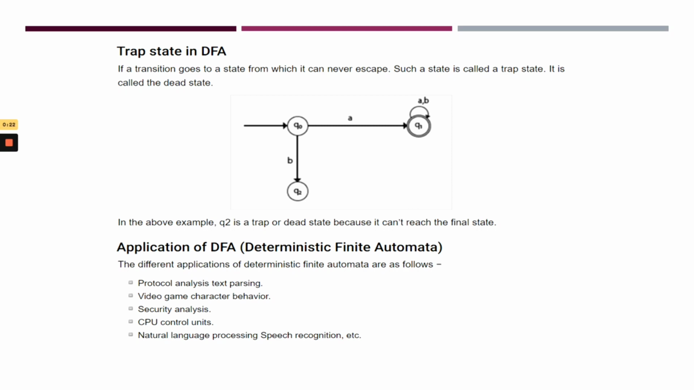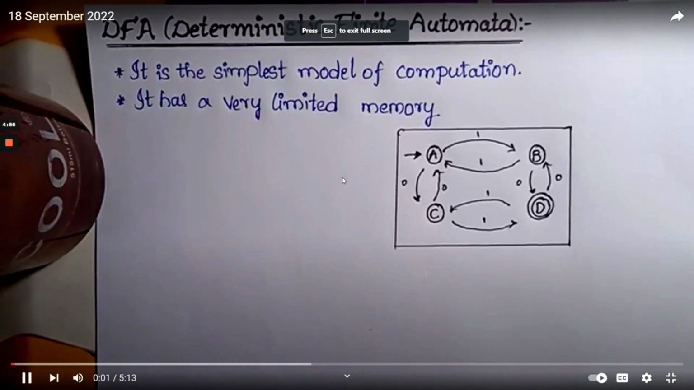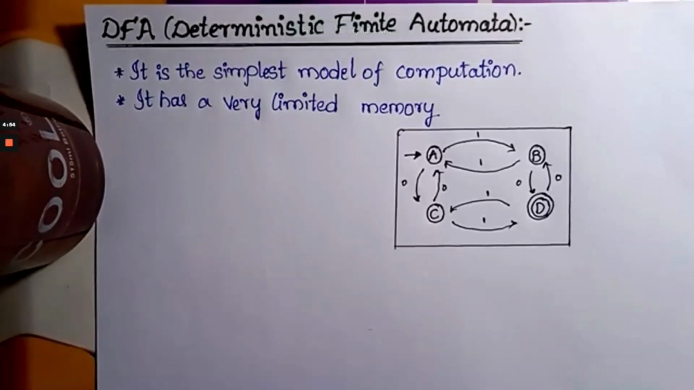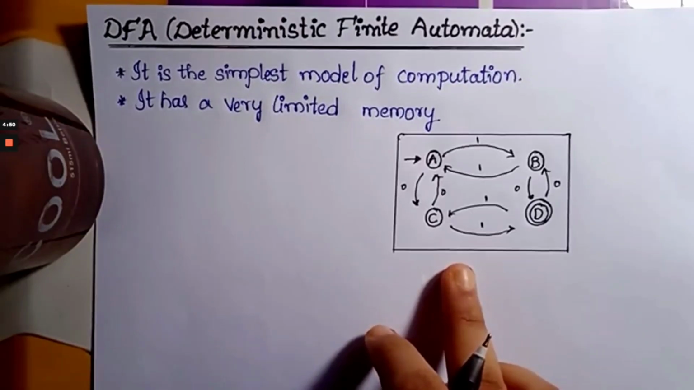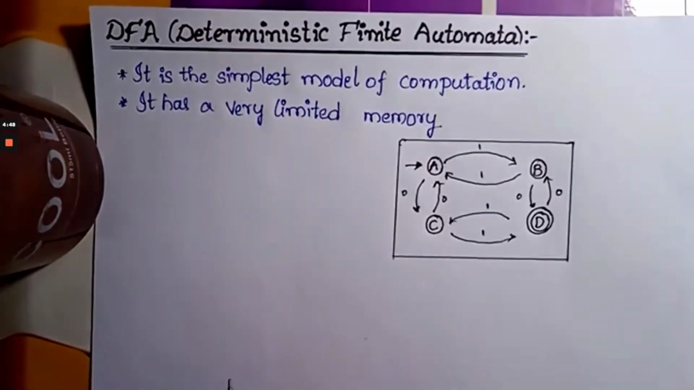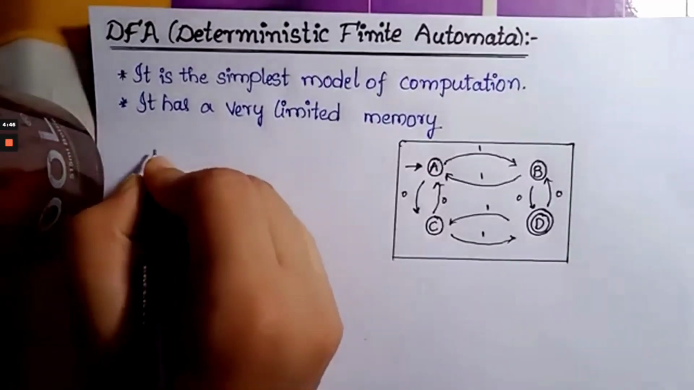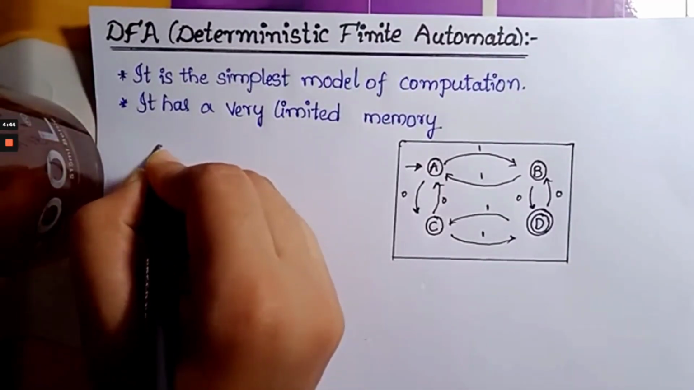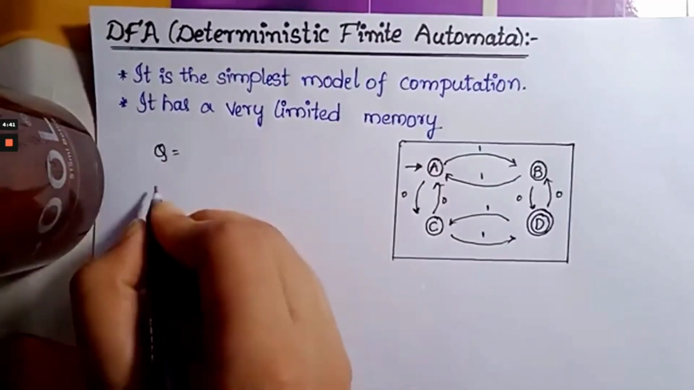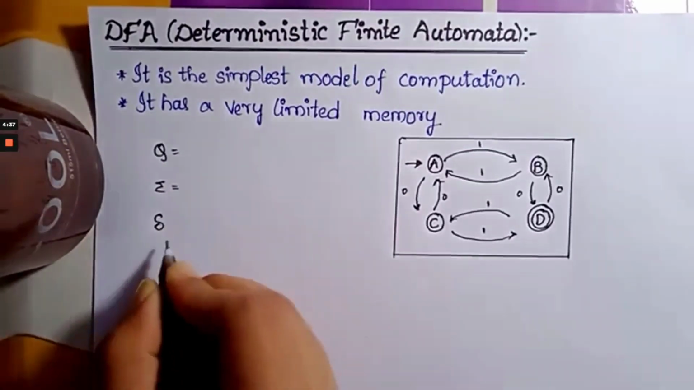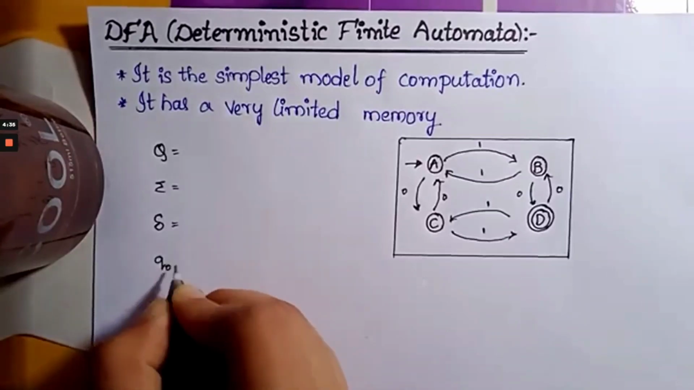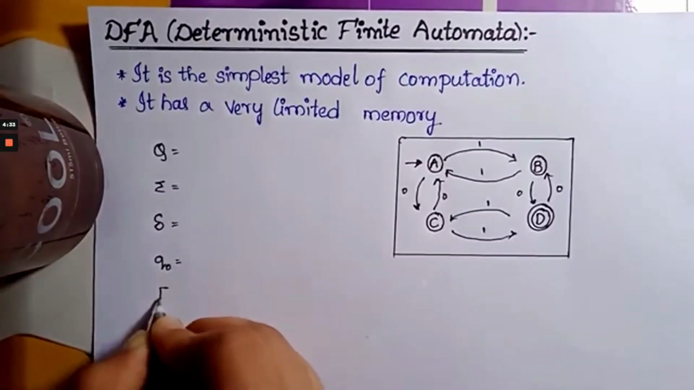So guys, let us see an example for DFA and I'm going to explain DFA. So in this DFA, we are going to learn about this DFA. DFA is deterministic finite automata. It is the simple model of computation. It has a very limited memory. So from this DFA, we are going to write Q, sigma, delta, Q naught and F.